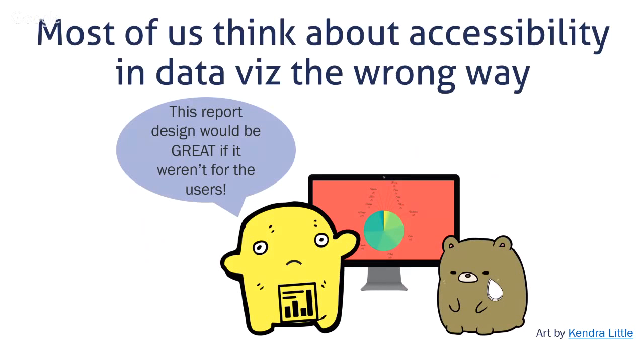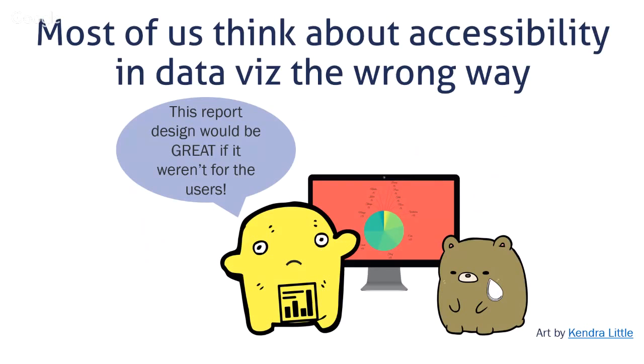I want to pose something to everybody. We think about data viz in general, but especially accessibility in the wrong way. And it's purely because of human nature. We build things that work and appeal for us first, and then only later do we consider our users. And that's perfectly human. We work based off of our experiences. But that doesn't work for some users because they work differently than us.